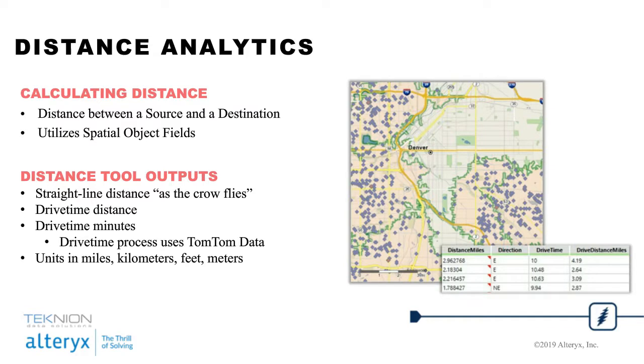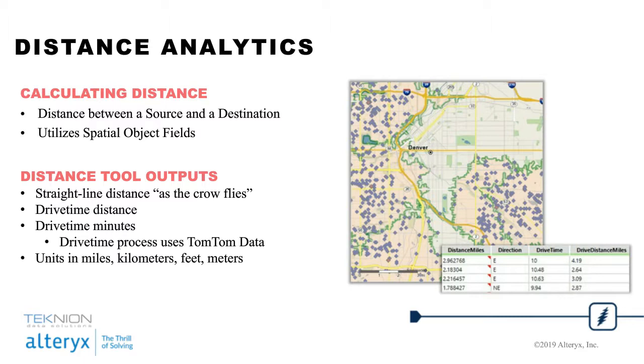With distance, we are calculating between a source and a destination, such as customers to stores, and it utilizes spatial object fields. If you joined us last week, you saw how a latitude and longitude after geocoding is converted to a new field that holds a spatial object. In Alteryx, it can hold a point, polyline, or polygon. The spatial object field is what's used to calculate that distance using the distance tool in Alteryx.